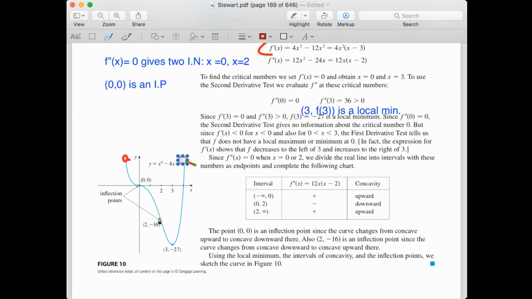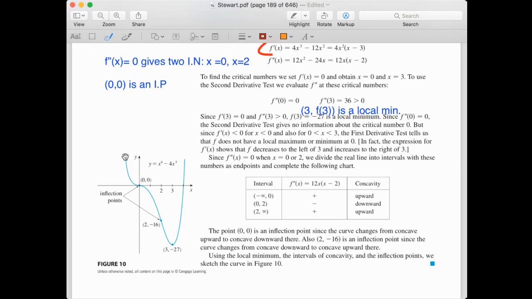Then 2, negative 16 is another inflection point. So from concave down, change to concave up. It's a really mild curve, but change to concave up. Then 3, negative 27 is a local minimum. It's a local minimum, right? The function goes from decreasing, local minimum, change to increasing.